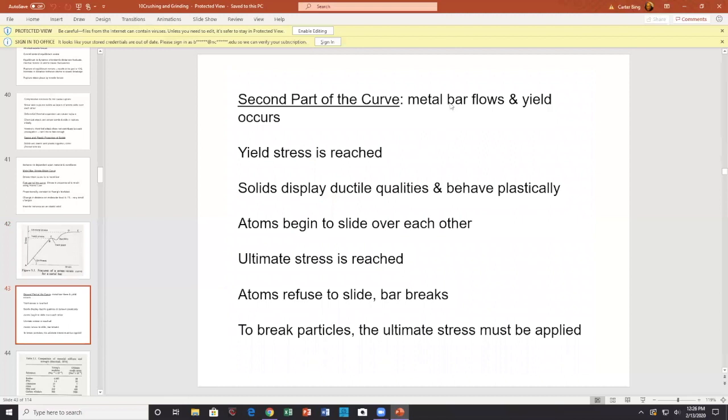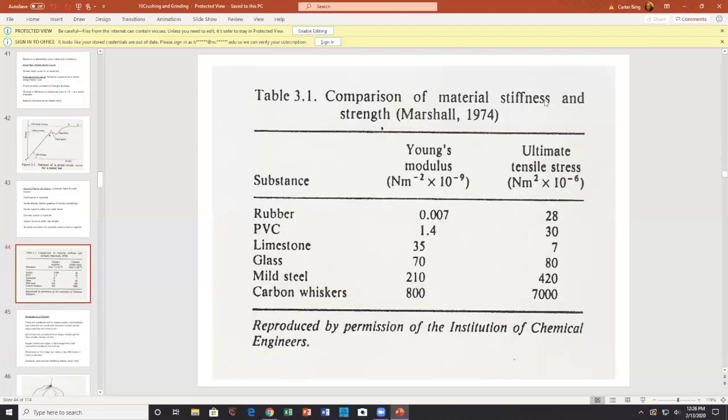Okay, second part of the curve, the metal bar flows, yield stress is reached. Then you display ductile qualities, behave plastically, atoms slide over each other. Then the ultimate stress is released, atoms refuse to slide, bar breaks. So let's see what we got here.